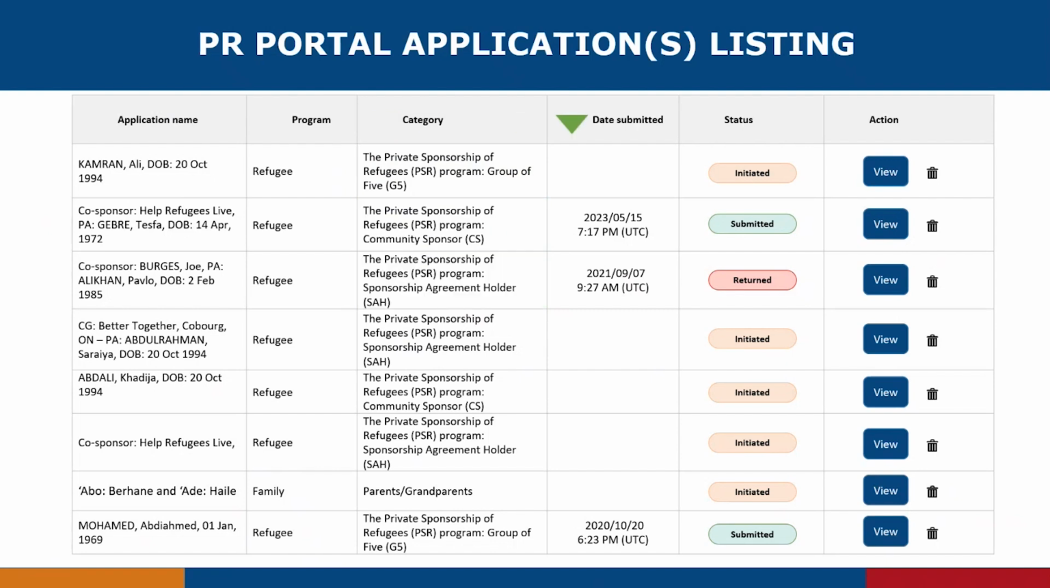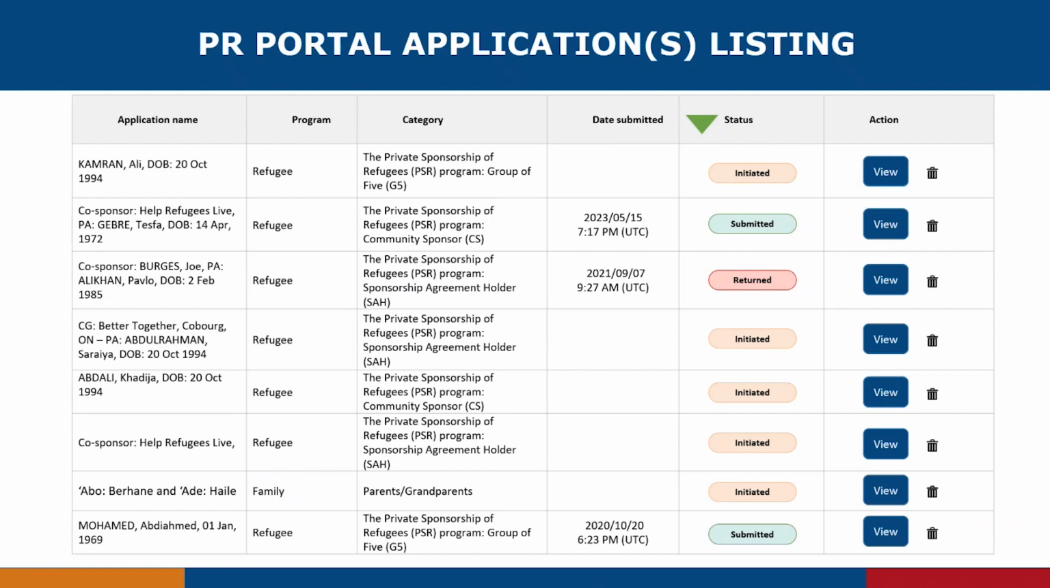The next column will show the date that a completed application was submitted, or if an application has been returned, a returned date time stamp will also be visible here. And the status column will only show you the progress of an application within the portal. It will not display the progress of a completed application after it's been submitted. So for an application that has been created and is still being edited, it will show as a yellow initiated bar.